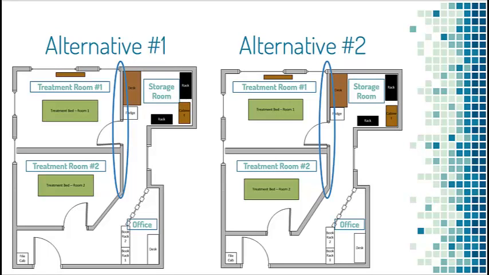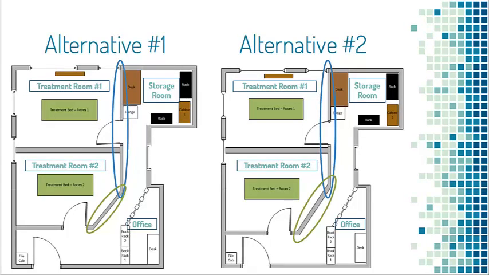The big difference between the 2 alternatives is the length of the wall circled in blue. If you can remember from the previous slide of the current layout, that exists today. Alternative 1 keeps the wall the exact same length as it is now, while alternative 2 shortens it. The wall shortening causes the diagonal wall circled in green to be longer in alternative 2 than in alternative 1.